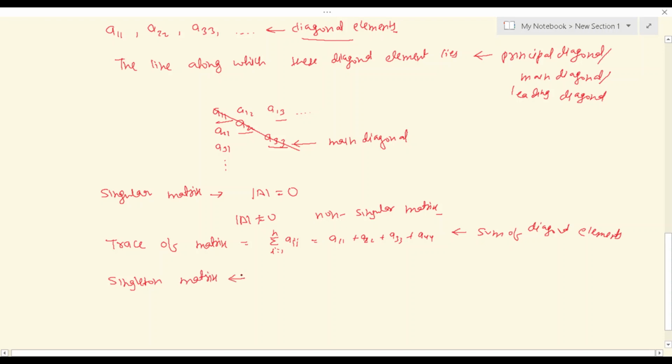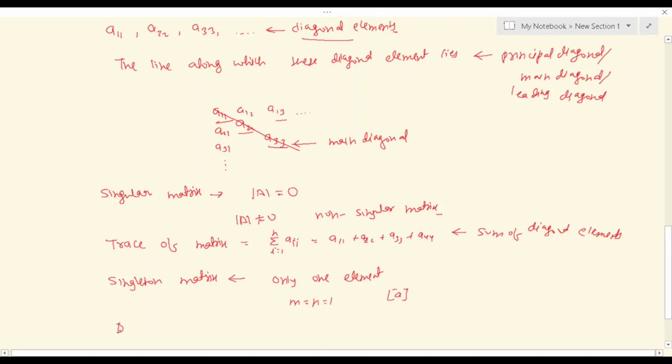I hope this is clear from its name only. For a singleton matrix, there is only one term, only one element in the matrix, that is m is equal to n is equal to 1. This is our singleton matrix.